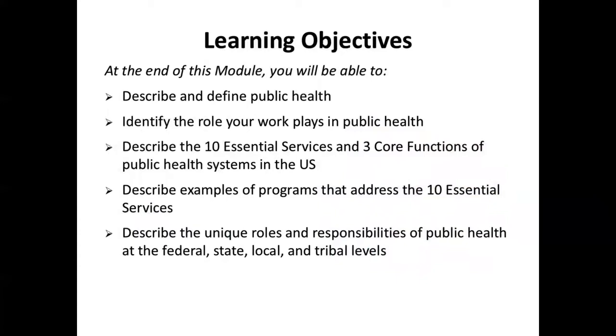In part two, we will also discuss the 10 essential public health services and how those align with the 3 core functions of public health systems. From here, we will also discuss both local and national examples of programs and services conducted by official public health agencies and how other non-traditional public health partners can also contribute. Of course, we will also talk about how public health organizations work together at the federal, state, and local levels.